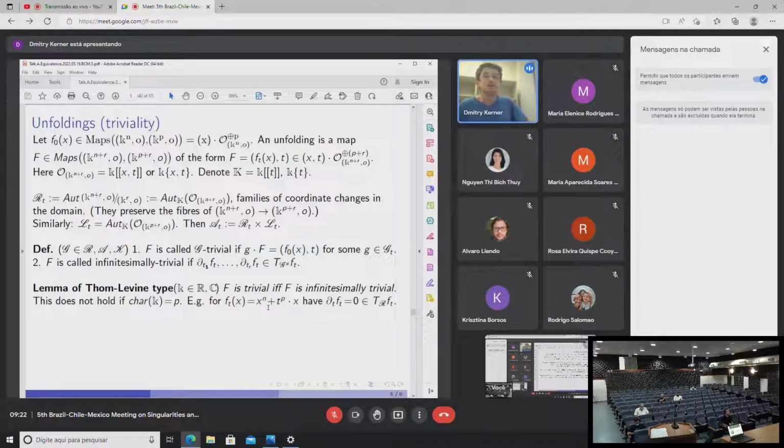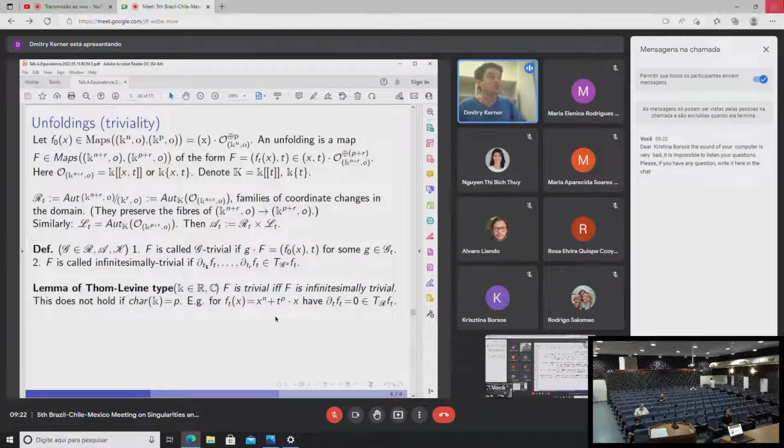And well, unfortunately, it does not hold in positive characteristic. It is classically known. If the characteristic is p, then, for example, take this very simple unfolding x to the power n plus t to the power p times x. When you take the derivative with respect to t, you just get 0. The unfolding is, of course, not trivial.